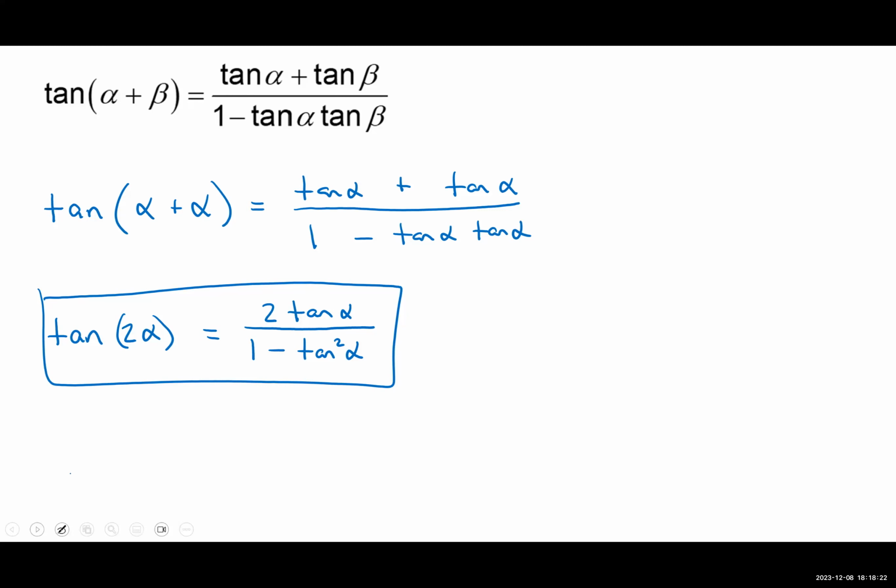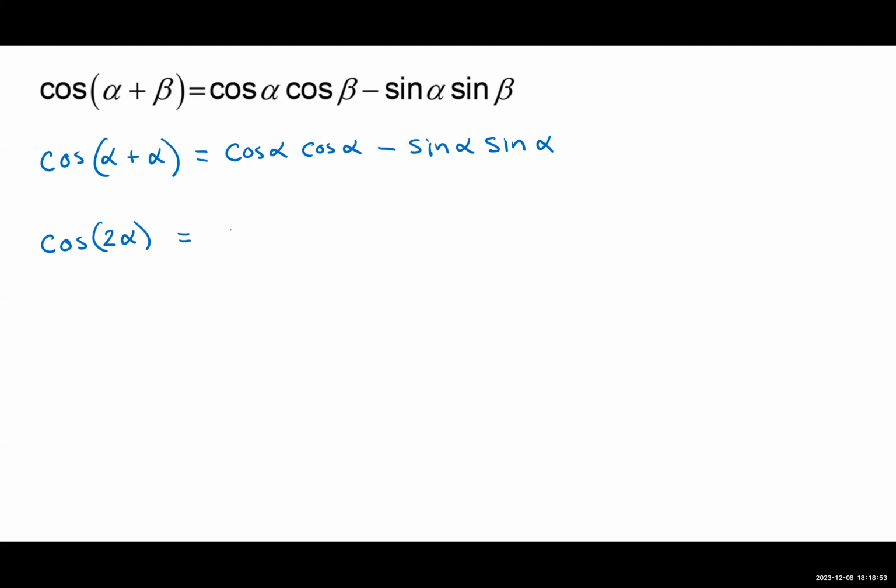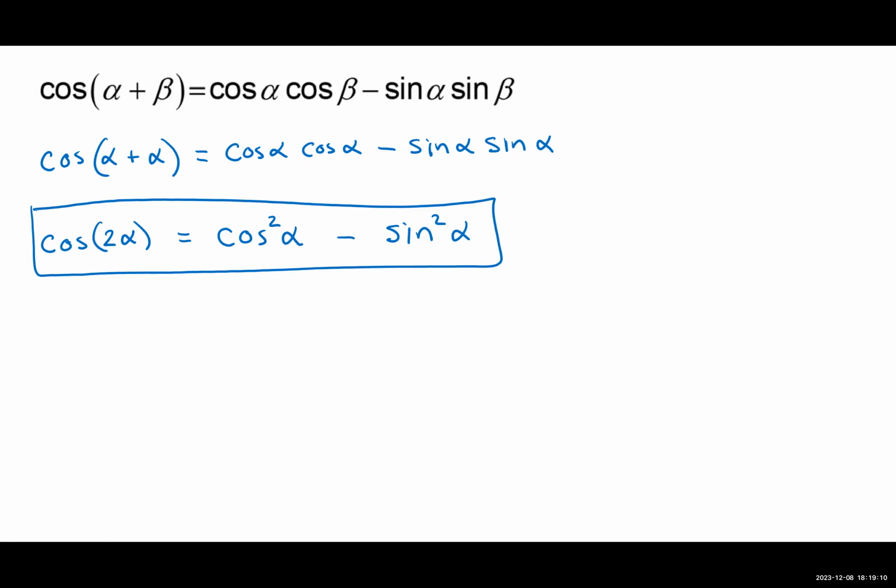So here's our double angle formula for tangent. And then same exact thing for the cosine. Cosine of alpha plus alpha is equal to the cosine of the first angle times the cosine of the second angle, which is also alpha, minus the sine of the first angle, which is alpha, times the sine of the second angle, which is also alpha. So we get the cosine of 2 alpha is equal to cosine times cosine, which is cosine squared, minus sine times sine, which is sine squared. All right, so there is our double angle formula for cosine.